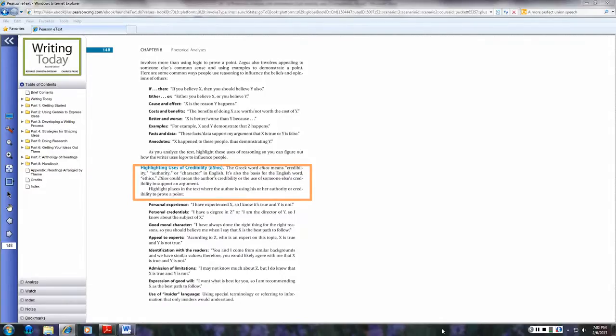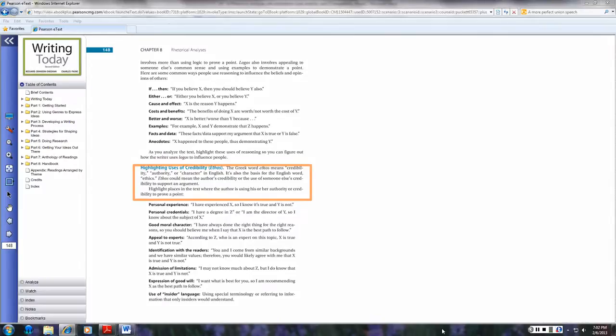The same thing is true with logos. Look and see when and where your author appeals to logic, those elements of rational, reasonable argument that the Hacker and Summers text identify. Notice the kinds of examples that Writing Today uses: personal experience, personal credentials. Make sure if you're using personal experience that your experience is representative of the whole and not unique to you.